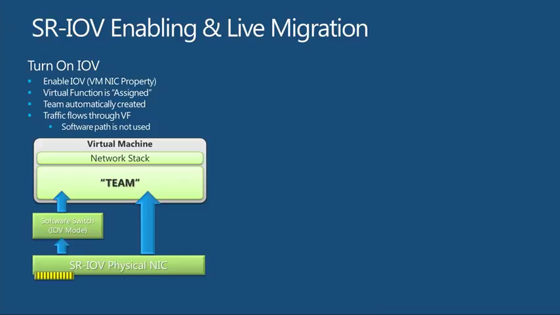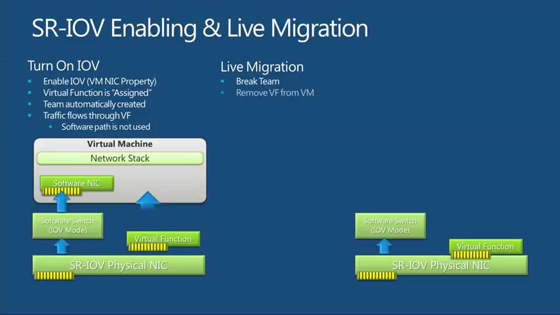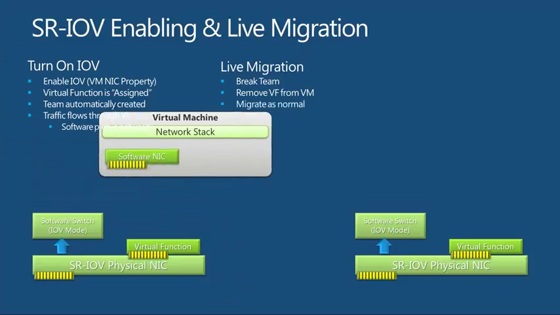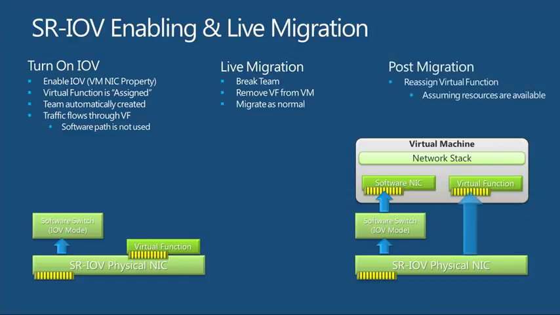So with this infrastructure, what we're able to do is, while the virtual machine's running, if you choose to live migrate it, we go in, we break the team, and remove the virtual function. Network packets continue to flow. This is all done live without any drop. We just transition down the software path. Once we're on the software path, then we can migrate as normal. We do a standard live migration. We come up on the other side. We reestablish the software path. And then we'll reassign a virtual function.